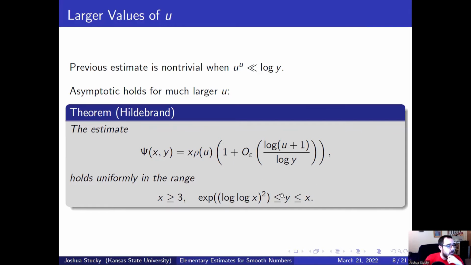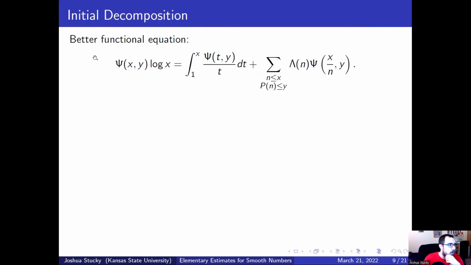Okay, so how do you actually prove this estimate? The thing that Hildebrand does is he basically uses a recursive argument to bring you back to the situation of u being in 1 to 2, because you understand everything when u is between 1 and 2. And that's the nice thing about his argument, how it goes about doing that. So let's talk about how he does that.